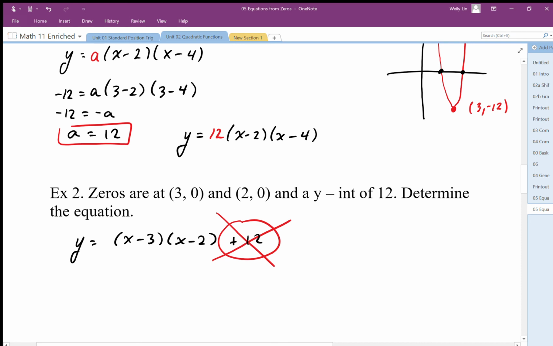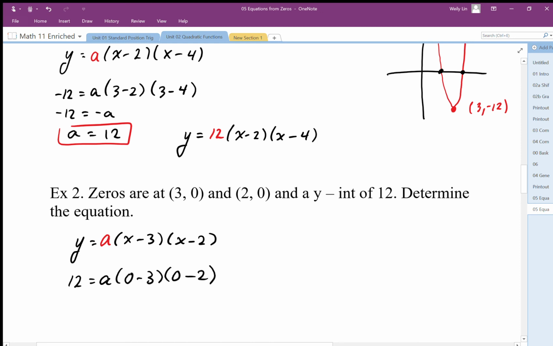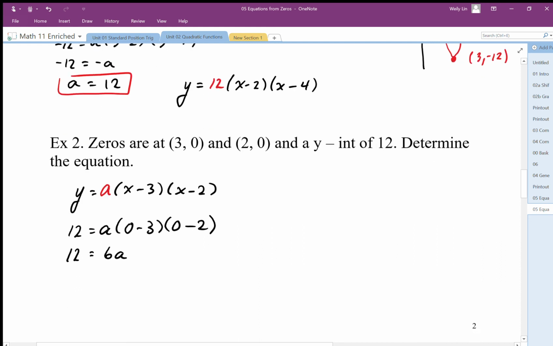So then how do we use that y-intercept of 12? Well, we have to remember that there is an expansion compression factor here that has to be solved for. And that y-intercept is just another coordinate we can use to solve for a. So x is 0, y is 12. So when we plug this in, we end up with 6a equals 12, a is equal to 2.